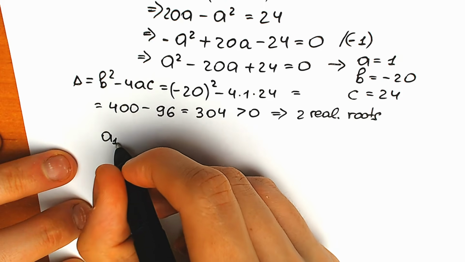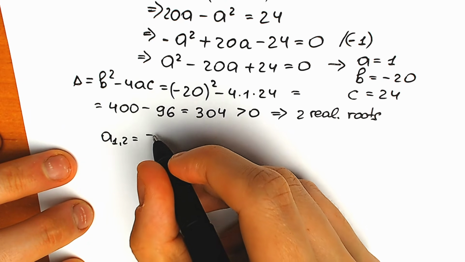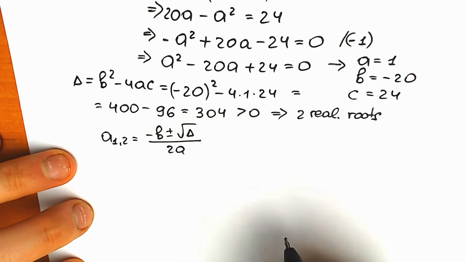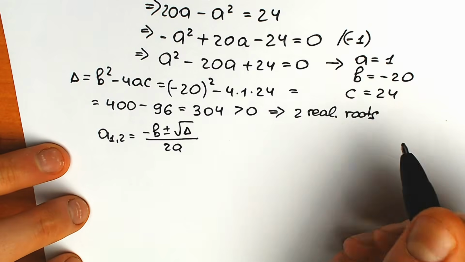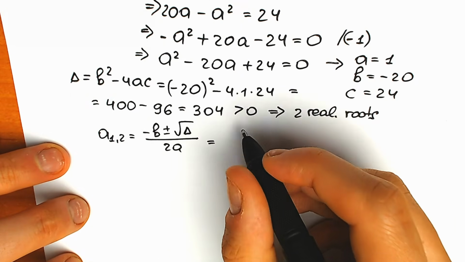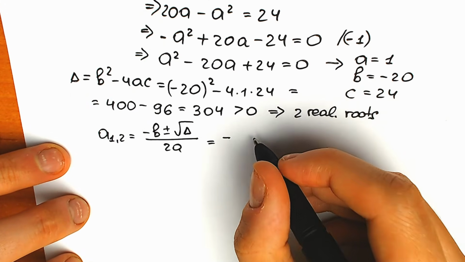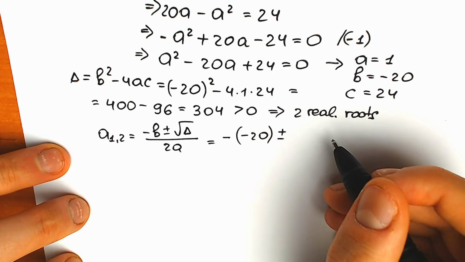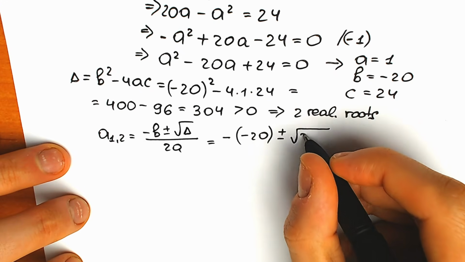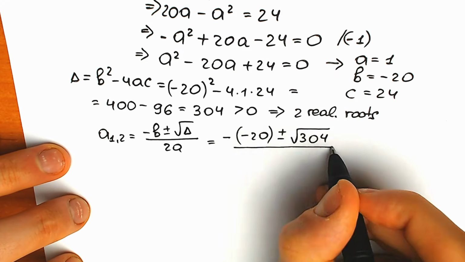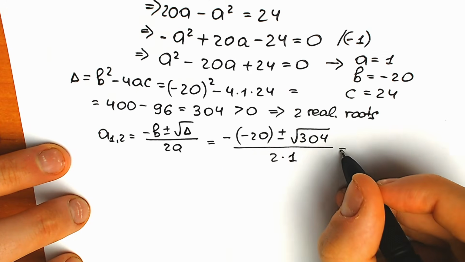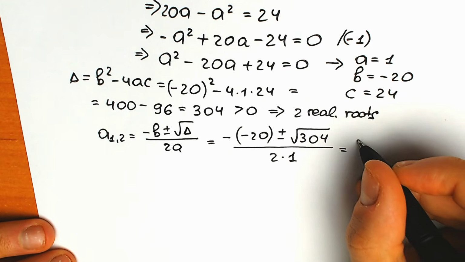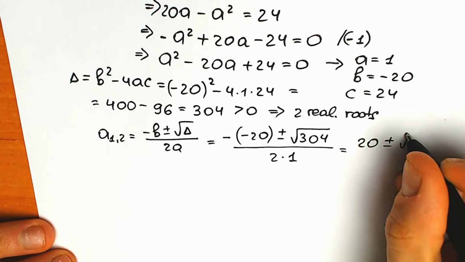Now let's plug everything into the formula: a first and second equal to minus b plus minus square root of discriminant, all over 2a. We know the coefficients and the discriminant. So minus b is minus minus 20, which is 20, plus minus the square root of 304, all over 2 times 1.